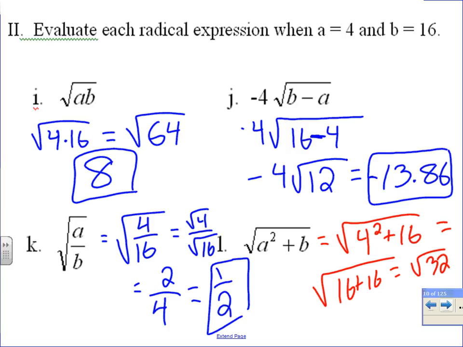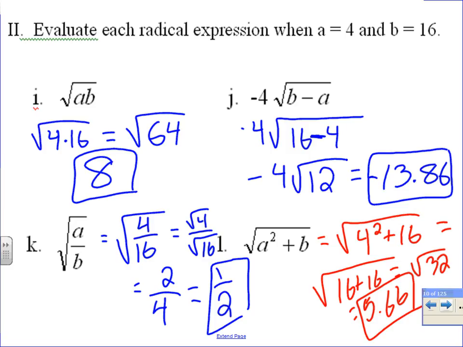Is 32 a perfect square? No. So what is the square root of 32? Camille? Good. 5.66, and that's rounding. So your answer to that one is 5.66. Questions on any of those?